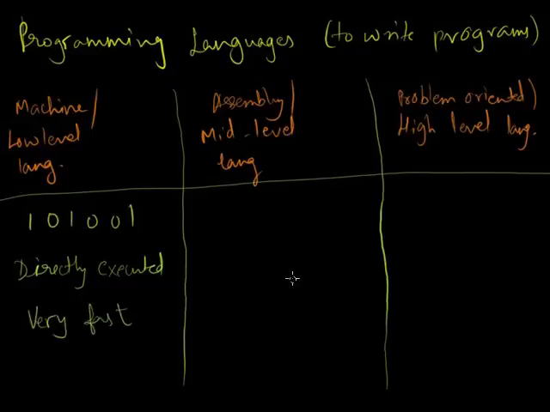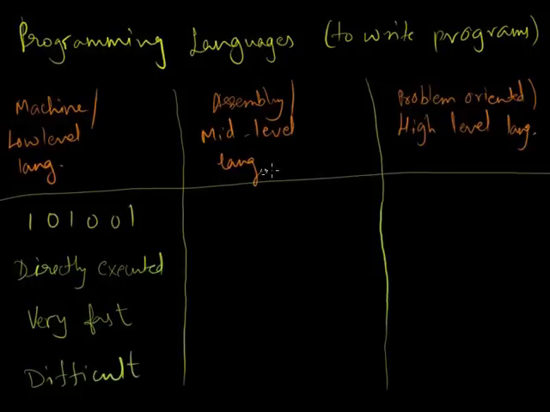And as it is directly executed, it is very fast. If you write a program in low level languages, it is bound to run very fast. But we are the people living in the decimal age, so it is difficult to write programs in the binary language. So it is difficult.